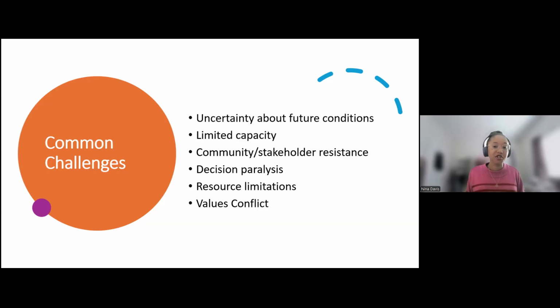So I would just challenge you to think about your challenges. Have you encountered any of these or others in your own work managing change? What makes decision making feel difficult or stuck? Because those are some things to discuss beforehand as you're walking through the RAD strategies, just to make sure that we kind of get out of that decision paralysis mode.